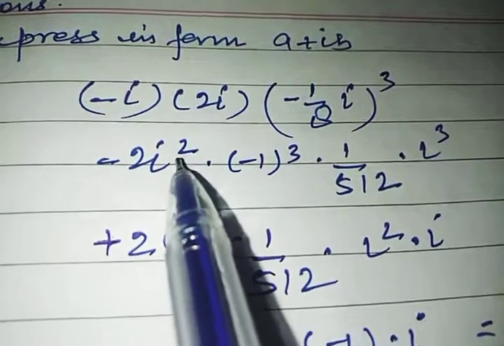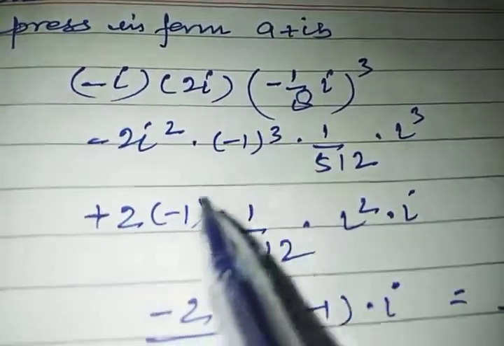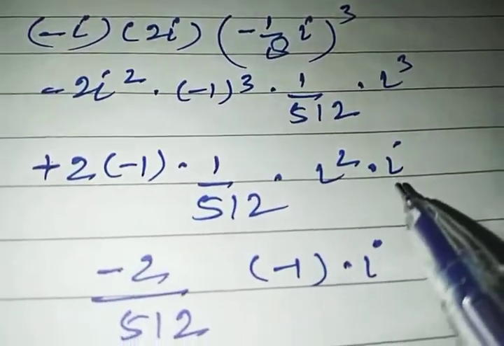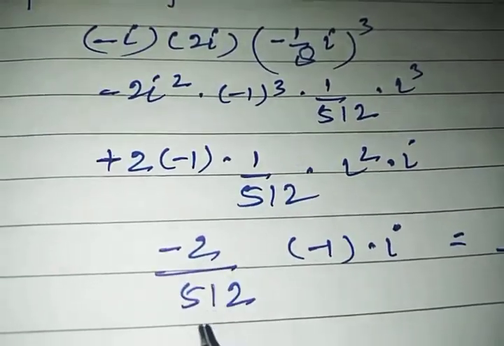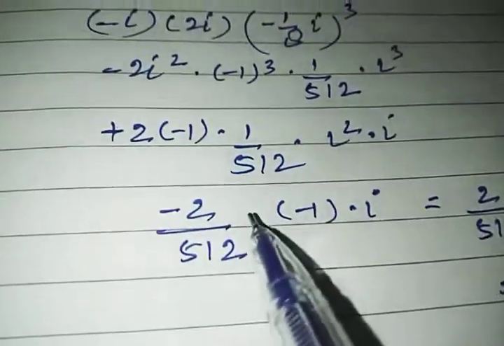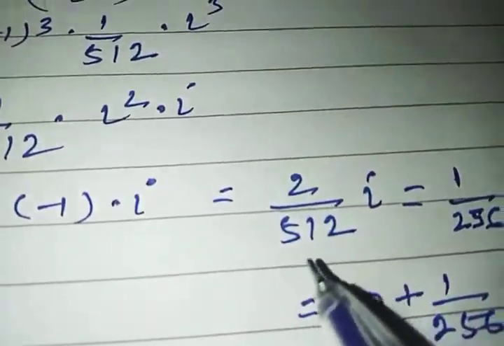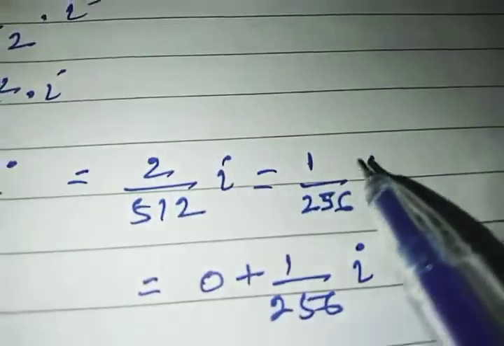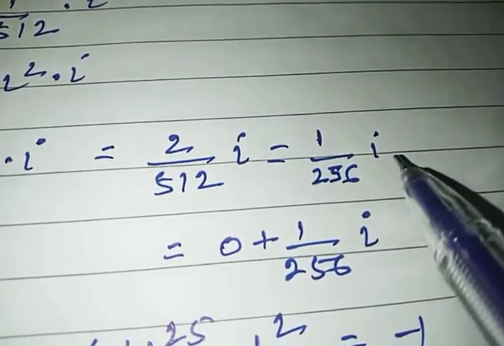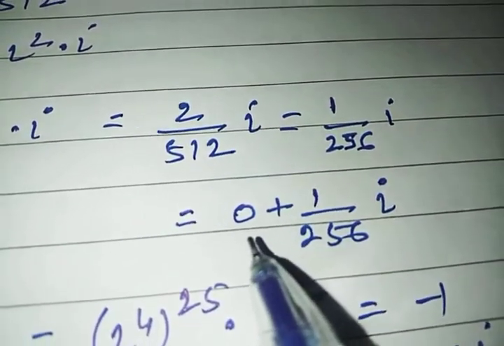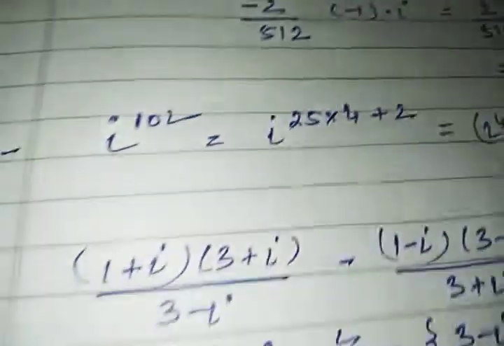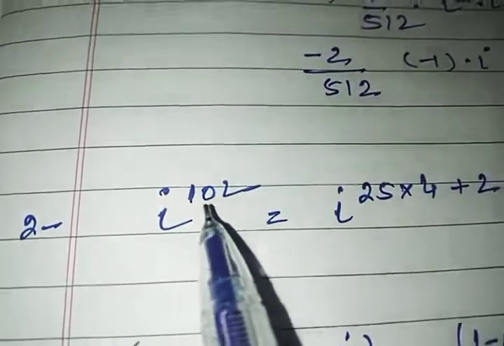Okay, so minus 1 is plus 2, and this is 1 upon 512, i cube will be written as i square into i, so this is minus 2 upon 512, okay, upon minus i into i, so again minus 1 will be plus, this will be 2 upon 512i, this is equal to 1 upon 256i, which in the form of a + ib is 0 + 1/256 i. Okay.